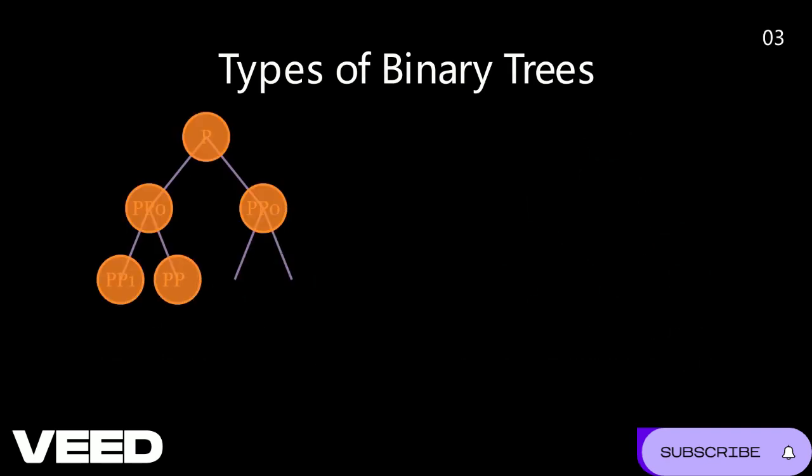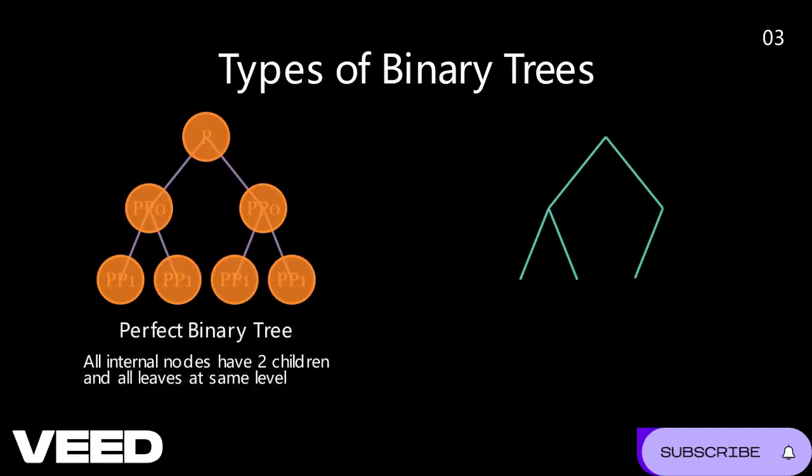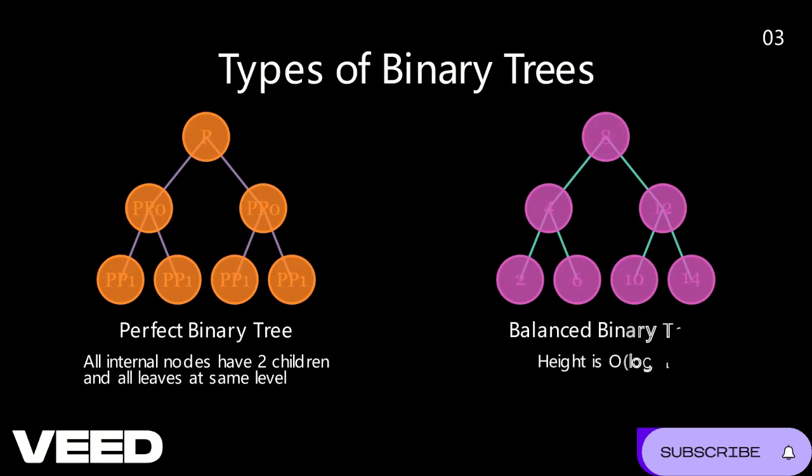A perfect binary tree has all internal nodes with exactly 2 children and all leaves at the same level. A balanced binary tree has a height of order log n, making operations efficient.